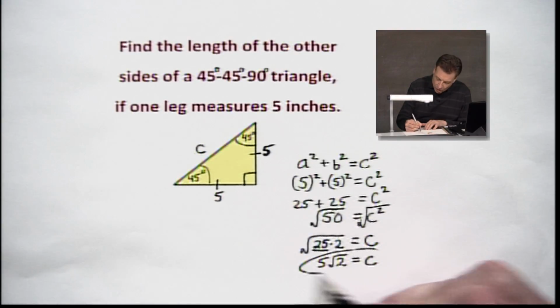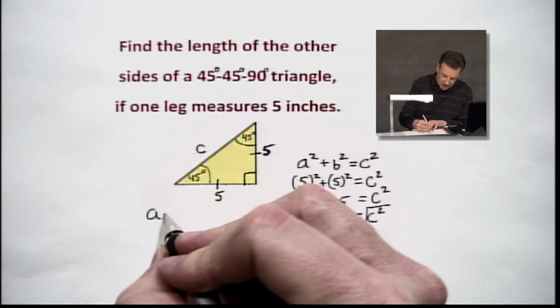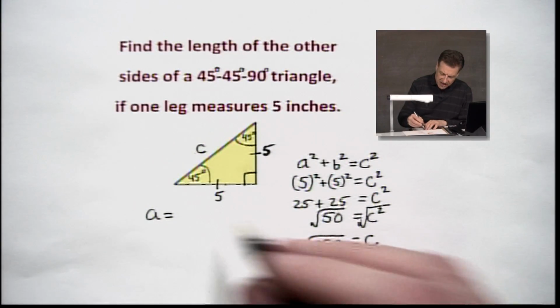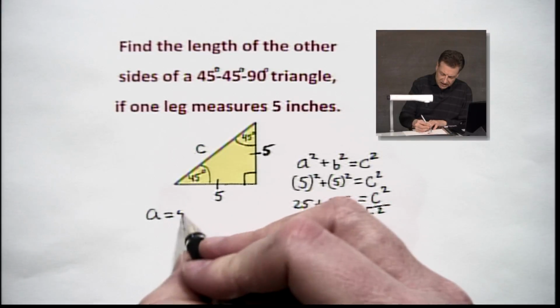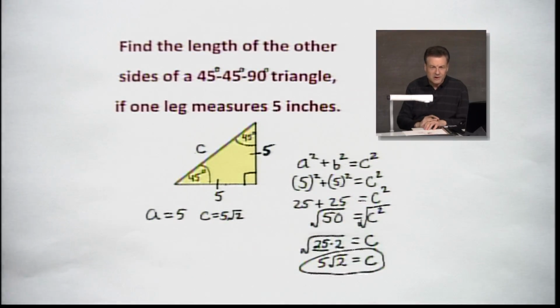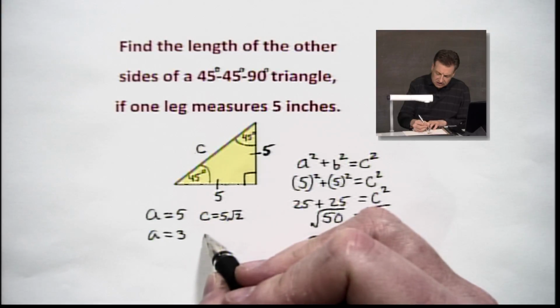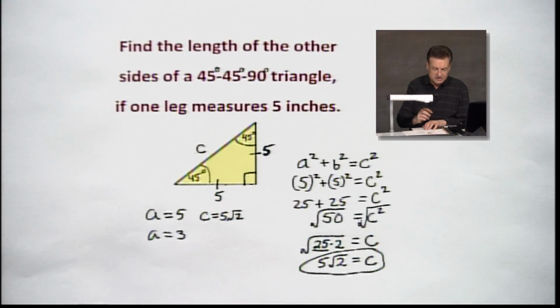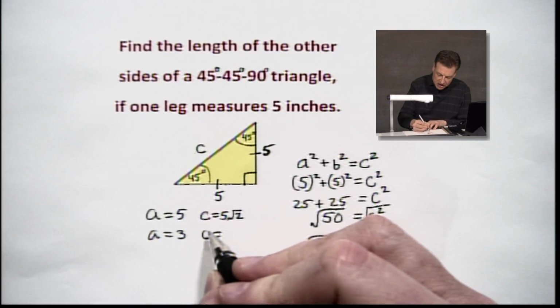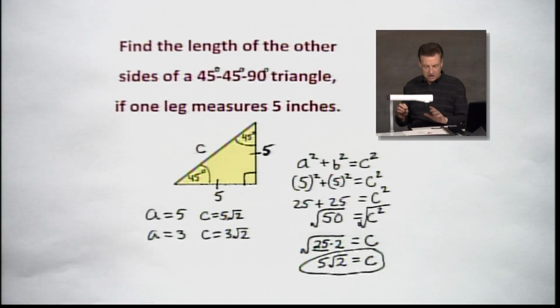So now, this is one thing I'm noticing. It looks like if a equals 5, we had c equaling 5 square roots of 2. And a minute ago, we had a equaling 3. And of course, the other leg, b, is always the same as a because it's isosceles, right? So c was equal, as I recall, and hope you all recall, to 3 roots of 2. Now, there's something going on here.